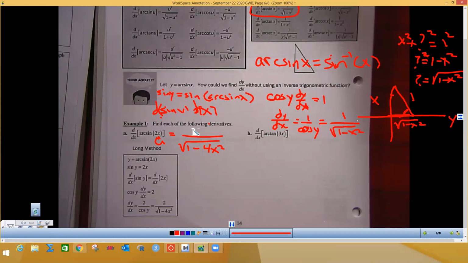So u is 2x and the derivative of 2x is 2. So there is the fast way to get this answer without going through what we just did up here. I'm going to do this one the fast way also.